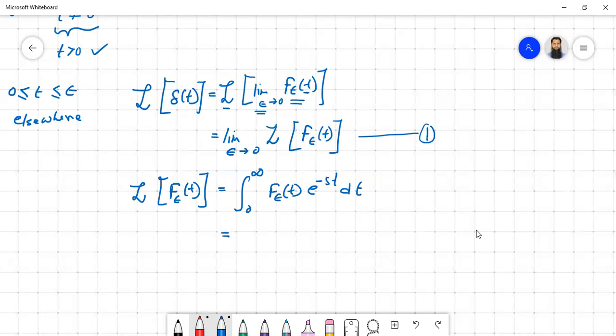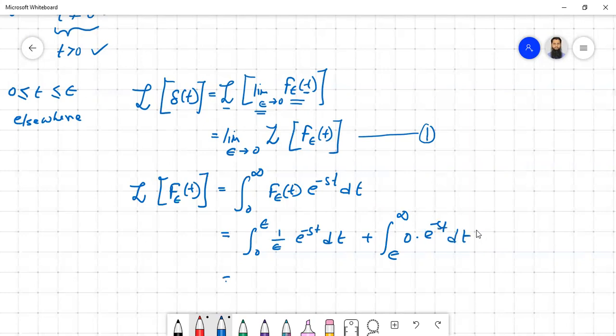Okay, so now f sigma t has two parts. F sigma t at 0 is actually 1, and elsewhere it is 0. So we can write something like this. From 0 to sigma, a very small length sigma, we have the integral of 1 by sigma e to the power minus st dt, and the rest, from sigma to infinity, the magnitude is 0: 0 e to the power minus st dt.